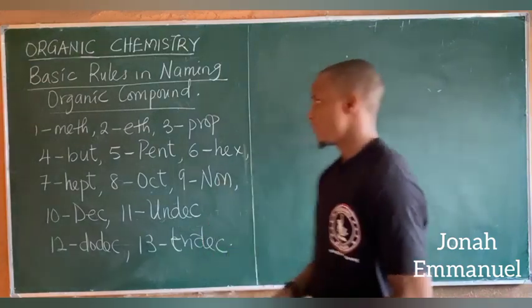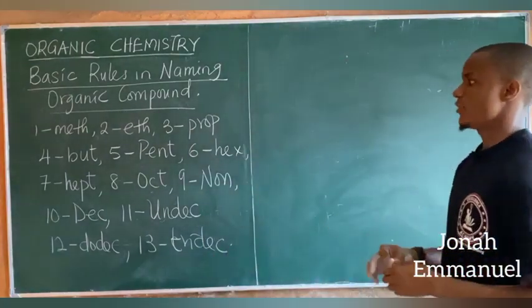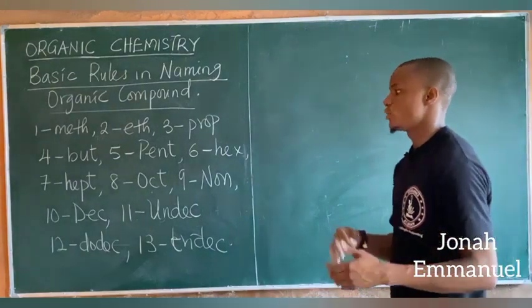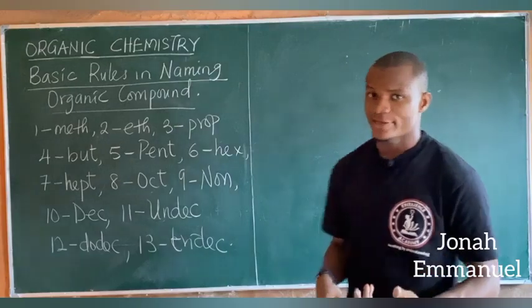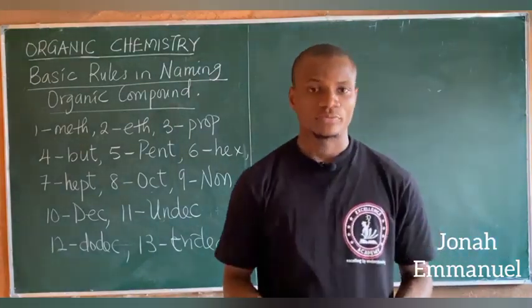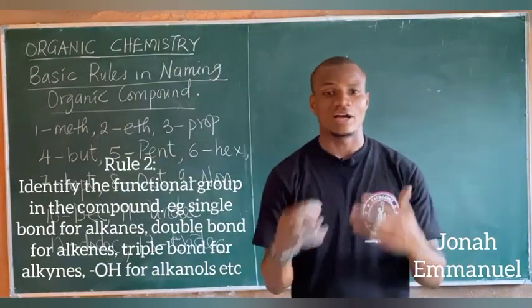Alright, and then for one carbon it is meth, for two is eth, for three is prop, 4 is but, 5 pent, 6 hex, 7 hept, 8 oct, 9 non, 10 dec, 11 undec, 12 dodec, 13 tridec. That's your first rule. For the second rule, simply identify a functional group.